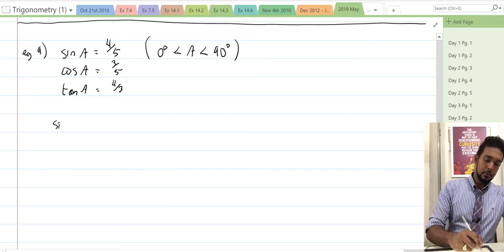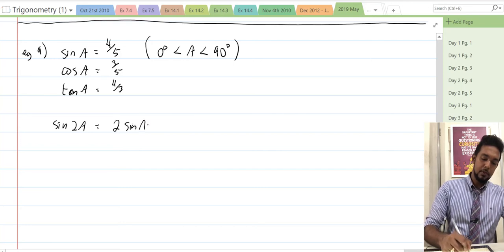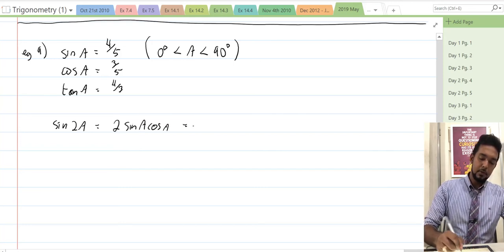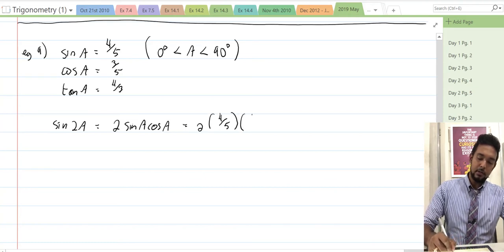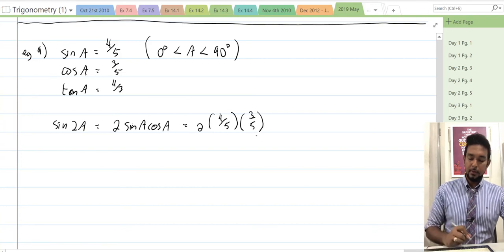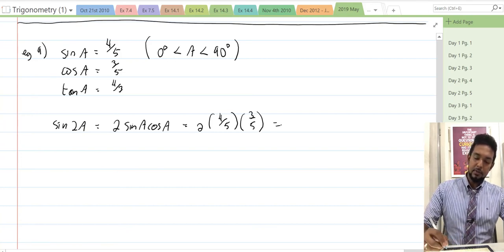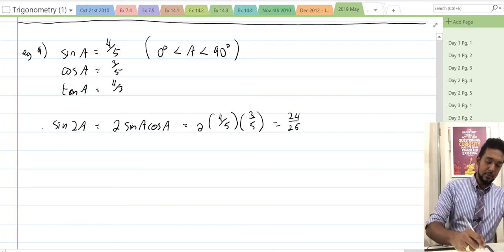All right, so sine of 2A is equal to, from above, 2 sine A cos A. All we have to do therefore is substitute our values inside. So 2 by sine A by cos A. So 2 by 4 is 8, 8 by 3 is 24, and 5 by 5 is 25. Boom. Simple and straightforward, right? So that's part A.